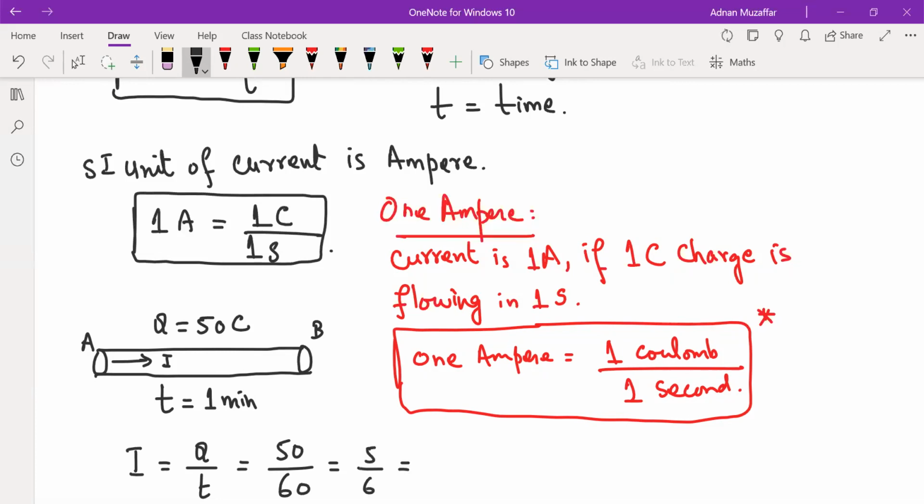So what will be the answer? Someone please calculate it. Sir, I'm calculating. Yes, please give me the answer. 5 by 6 is 0.83. 0.83 amperes. Okay, so this will be the amount of current.